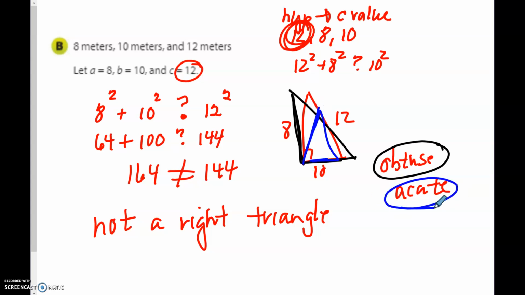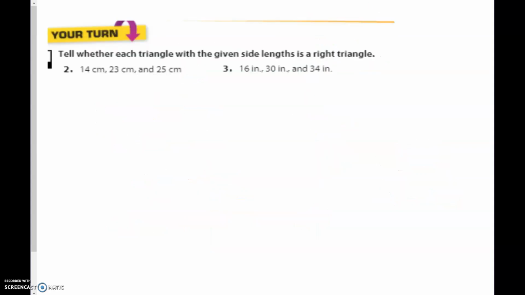Now, what we always do is we compare C. Is C squared bigger? Well, if we put the symbol in here, isn't 164 bigger than 144? So C squared is smaller, and if C squared is smaller, that means that we have an acute triangle. So this isn't right, it is an acute triangle. All right, let's try another one.